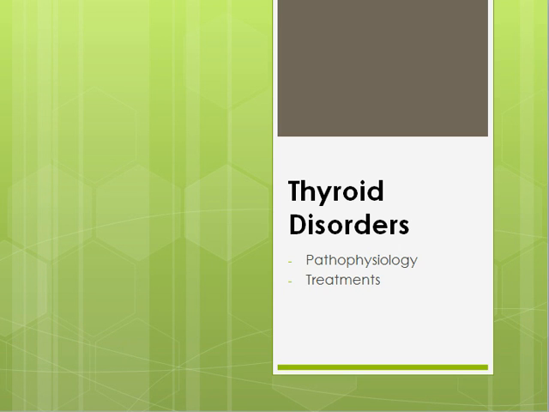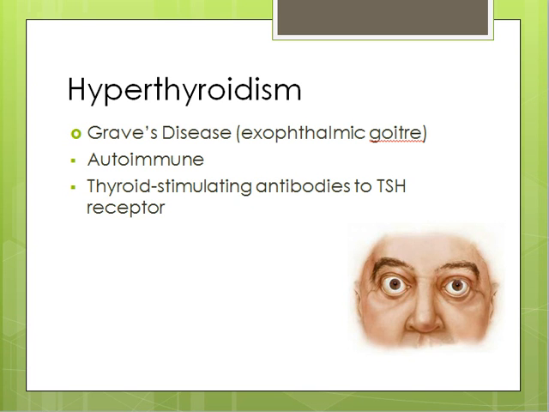In this video, we're going to talk about the thyroid gland and some of the causes and treatments that are currently available for hyperthyroidism and hypothyroidism. So let's begin. What is hyperthyroidism? Well, as you can probably guess from the name, hyperthyroidism is caused by an overactive thyroid gland that's producing too much thyroid hormone. The most common cause of hyperthyroidism is Graves' disease, otherwise also known as exophthalmic goiter.